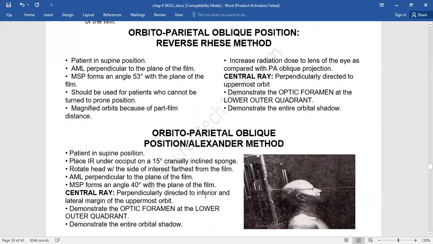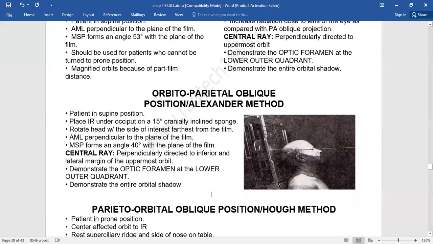So ang ating Waters naman and reverse Waters, perpendicular directed to the uppermost. So itong ating Alexander, directed to inferior and lateral margin of the uppermost orbit. So the same na ang demonstrated areas, optic foramen at the lower outer quadrant.